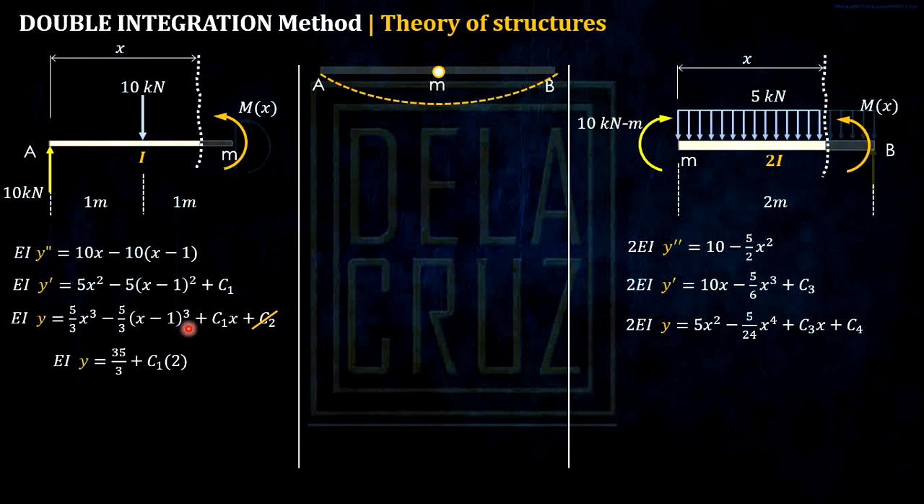Again, take note, the moment arm must not be negative, ha? Yan lang yung tandaan nyo sa double integration. So, magiging ganito. Of course, wala na ito. This whole value here, if you substitute 2 in the x dito, that will be 35/3. So, follow lang that. Again, when x is 2.